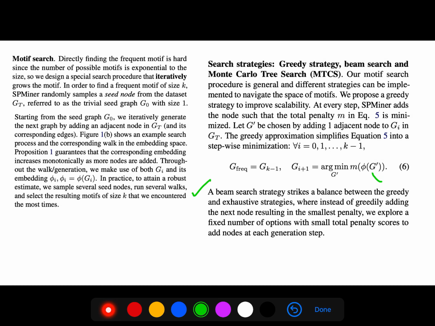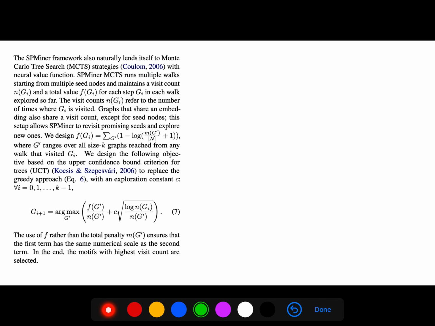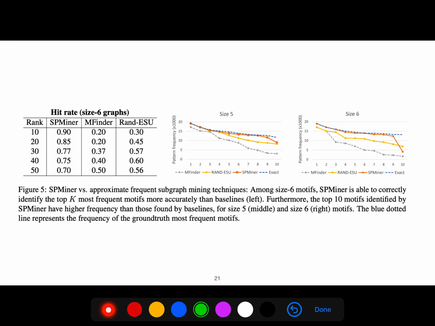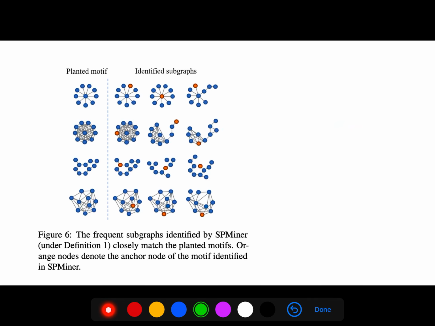And now a beam strategy strikes a balance between the greedy and exhaustive strategies. It also naturally lends itself to Monte Carlo search strategies with a neural value function. So you see SPMiner versus approximate frequent subgraph mining techniques. And the frequent subgraphs identified by SPMiner closely match the planted motifs.